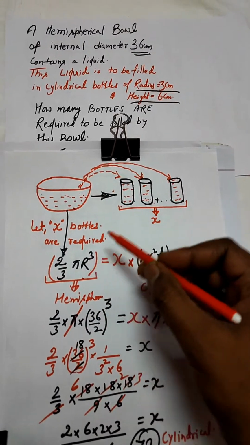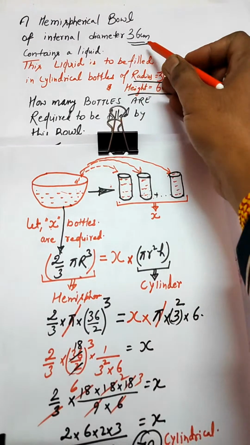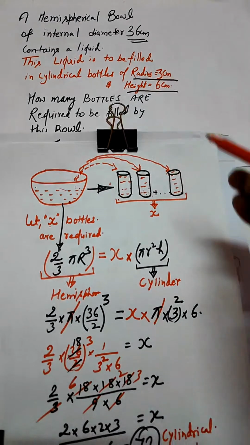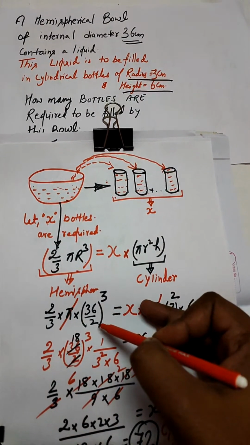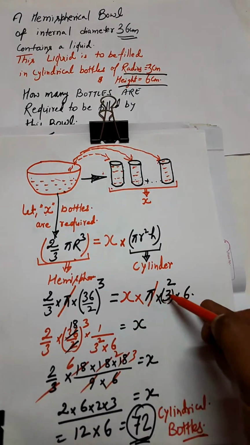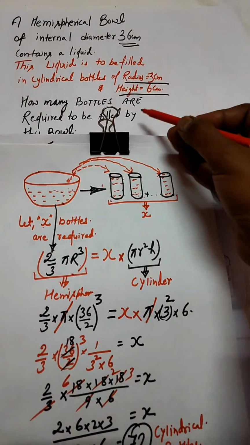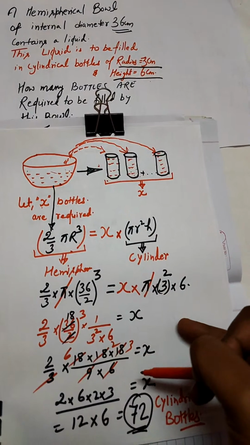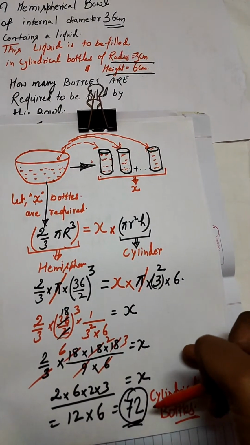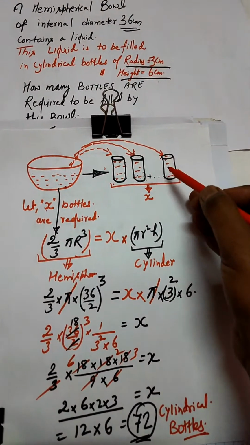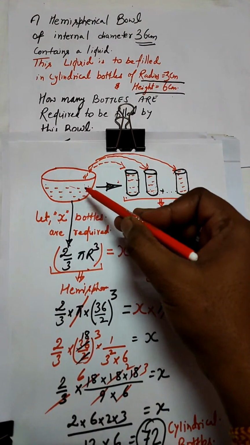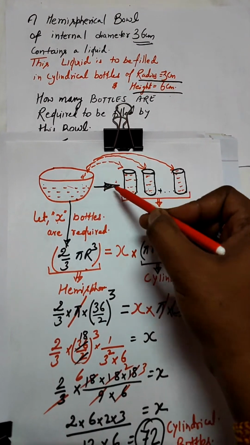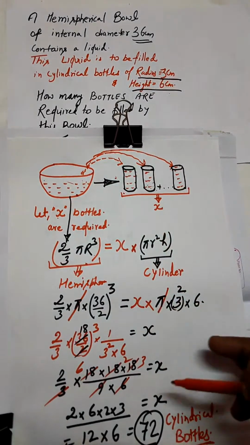So just put up the value. We know that hemispherical ball's radius is not given, its diameter is given as 36. So we have calculated 36 by 2 as the radius, and just putting up the value of 3 and 6 as the radius and height of the cylindrical bottle, and we get the value of X, right? So X, that is 72 number of such cylindrical bottles will be required where the volume of the entire hemispherical ball liquid will be emptied on, right? So this is our answer.